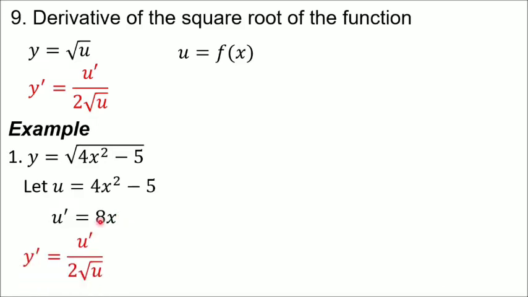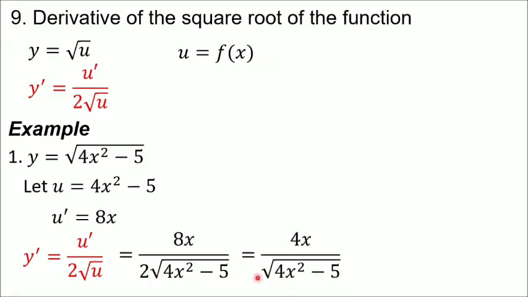Now, you can substitute in this formula. Okay, yung kanina. We have u prime is 8x all over 2. Ang 2 dito class is constant, times the square root of u, that's 4x squared minus 5. And then simplify, because we can divide 8 and 2. We can simplify that, divide both by 2. So 4x na lang maiwan lang sa taas. Wala na tong 2. Final answer is 4x all over the square root of 4x squared minus 5.